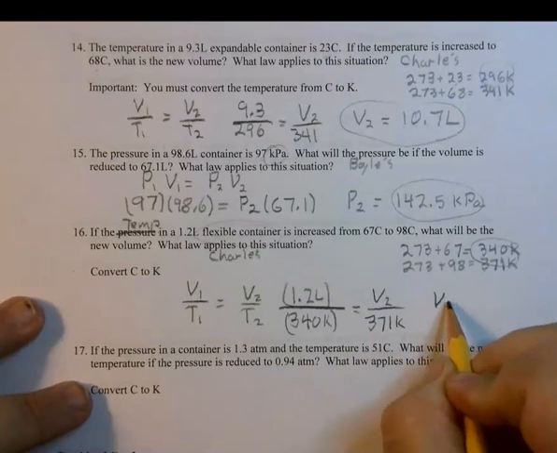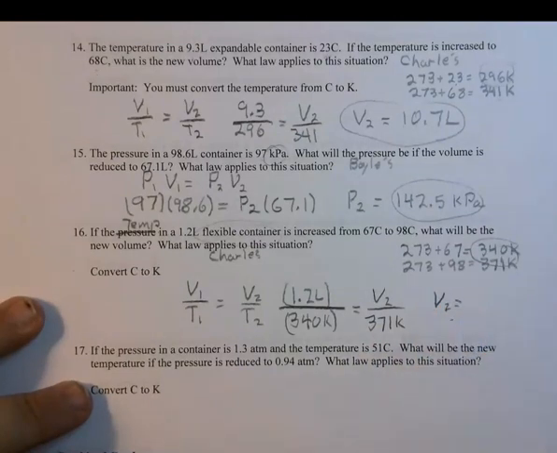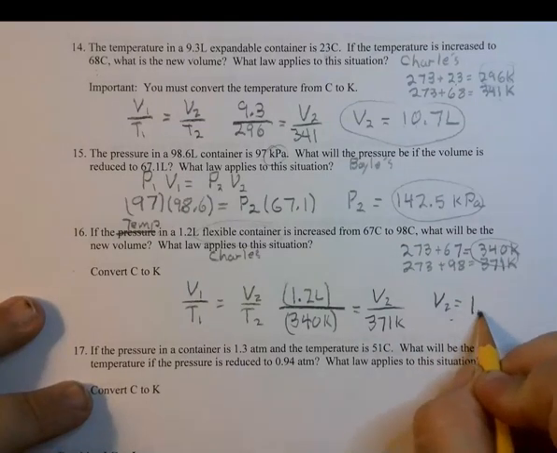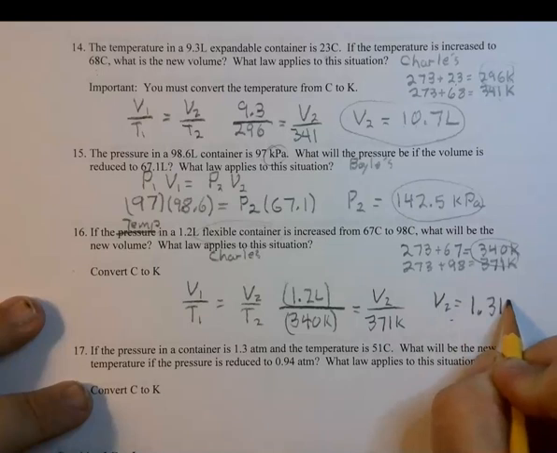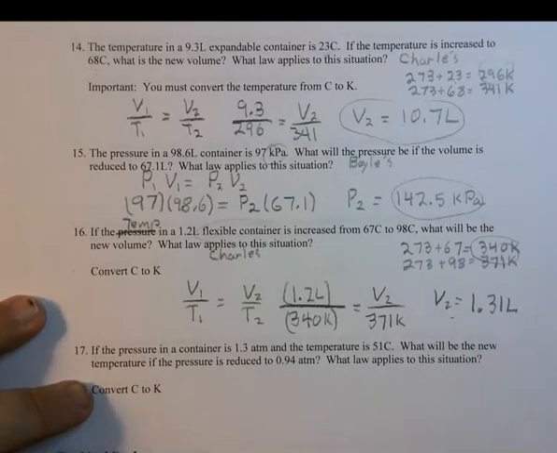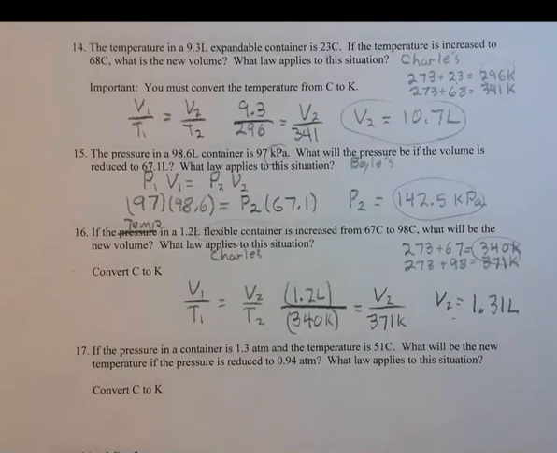So when you run the numbers on that, you will end up with a volume of 1.31 liters. So let's think about what's happening. We're increasing the temperature. That means we're putting more energy into the gas particles. So they're going to speed up. So if that container's flexible, they're going to start hitting those sides faster and harder. They're going to cause that balloon to expand.